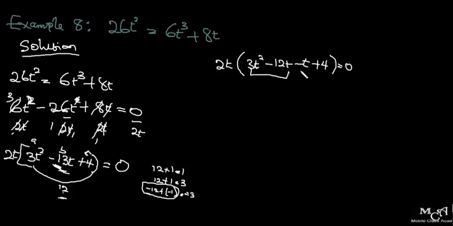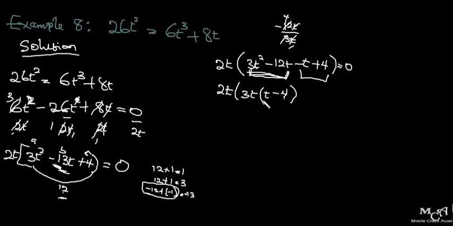Then we group this and we group this. We still have our 2t outside. What is a common factor in this first group? The common factor is 3t. If I take out 3t from here, I'm left with t. If I take out 3t from minus 12t, this is minus 12t over 3t. t cancels t. 3 goes into 12 four times. So I'm left with minus 4. 3t times t gives 3t squared. 3t times minus 4 gives minus 12t.